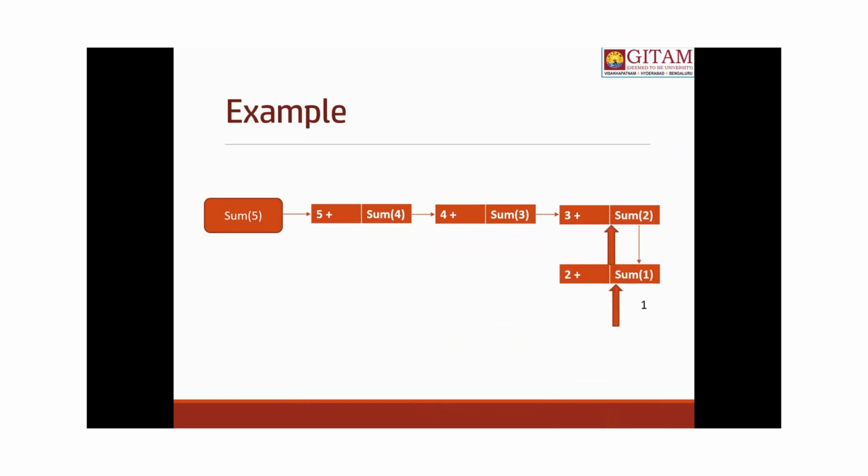Sum of 1 gives us the value 1. Use this value to get the sum of 2, that is 2 plus 1 is equal to 3. Apply value 3 to get the sum of 3 numbers as 6. Value 6 is used to get the sum of 4 numbers, which is 10. Add 5 to the sum of 4 numbers to get 15 as the final result.